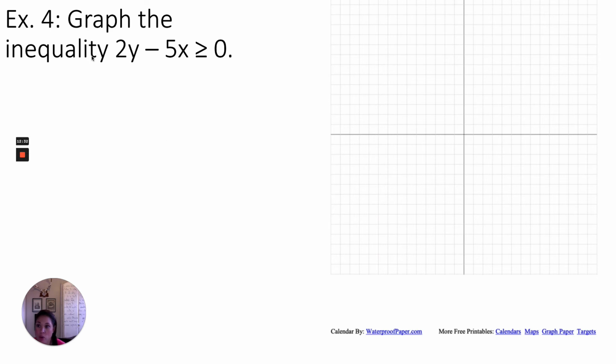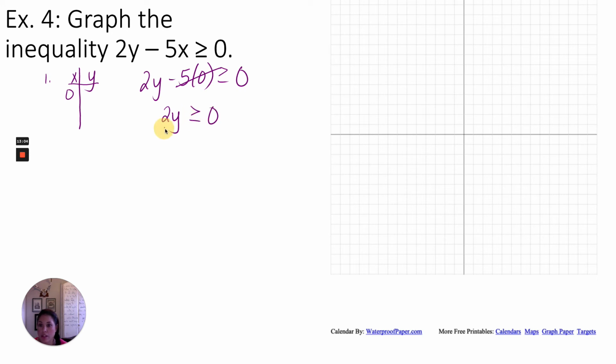Let's look at example 4. Graph the inequality. Negative 2y minus 5x is less than 0. I first set up a table of values, x and y, and when x is 0, 2y minus 5 times 0 is less than or equal to 0. So I have 2y, this cancels, is greater than or equal to 0. I divide both sides by 2. Y is greater than or equal to 0 over 2. And that means that y is 0.